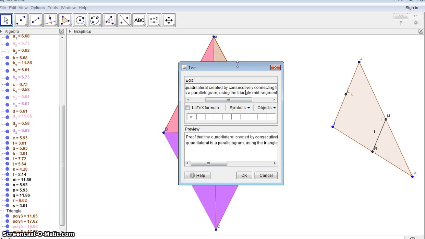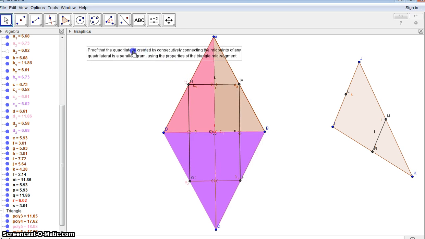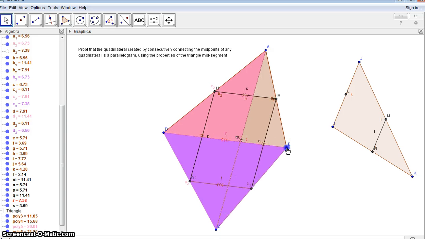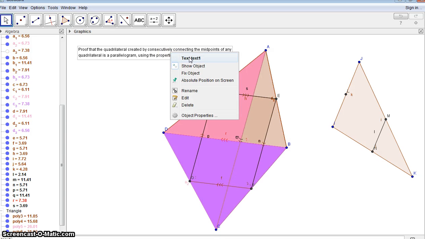And I'm going to say using the properties of the triangle midsegment. Proof that the quadrilateral created by consecutively connecting the midpoints of any quadrilateral using the properties of the triangle midsegment. That is what this illustration shows.